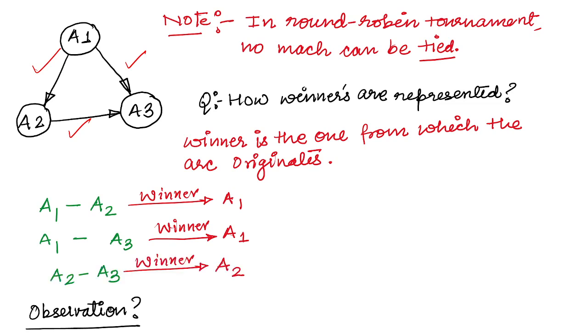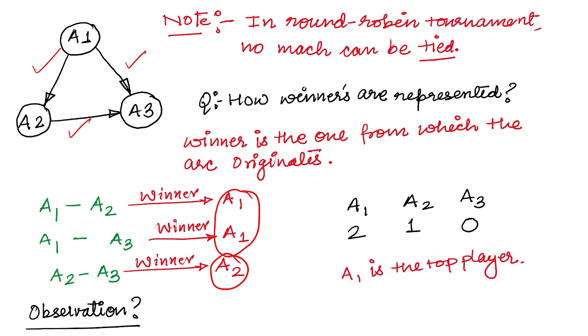So now the time comes for the score. If A1, A2, A3 are there, what is the score of A1? How many matches does A1 win? 2 matches. So the score is 2. How many does A2 win? It is 1. And how many games did A3 win? None. A3 loses to every player. So every player has defeated A3. Therefore, the score for A3 is 0. So this is how you can predict the score of any tournament. And here you can see that A1 is at the top. It is the winner of the tournament.